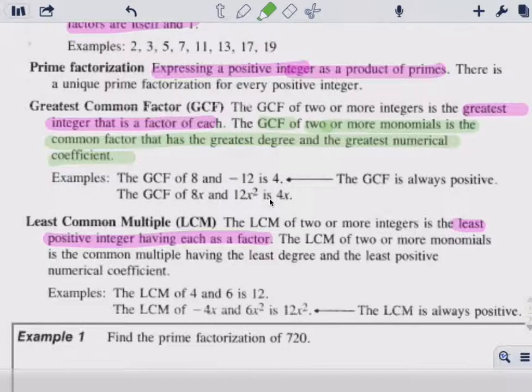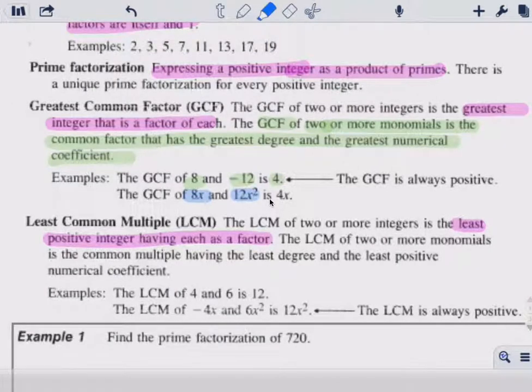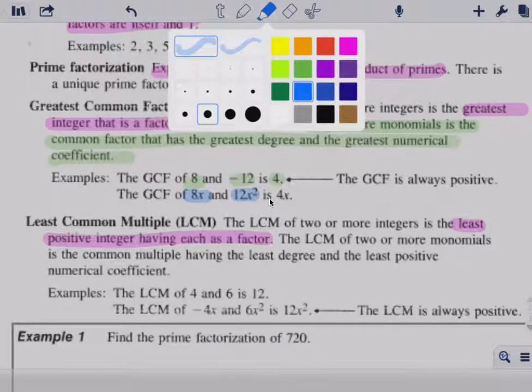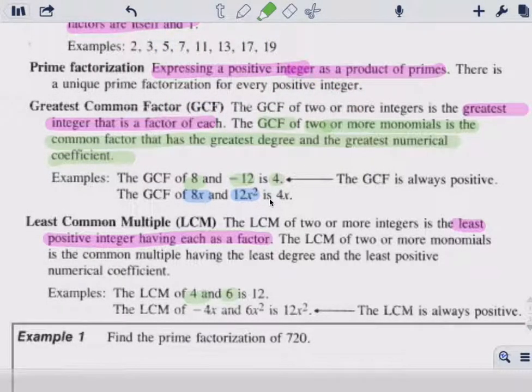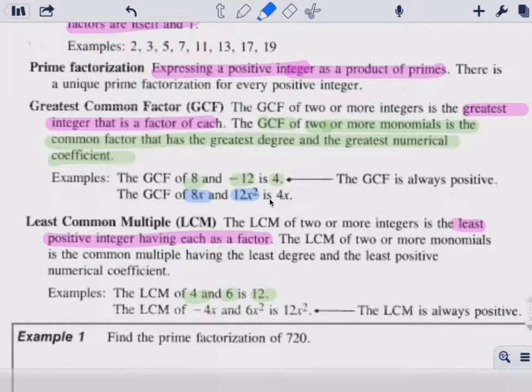Two examples: the GCF of 8 and negative 12 is positive 4. The GCF of 8x and 12x squared is 4x, since 4 goes into 8 and 12, and x is in x squared. Whereas the LCM of 4 and 6, the lowest common thing they both go into, the least common multiple, is 12. 4 goes into 12, 6 goes into 12, or 4 and 6 are both factors of 12.